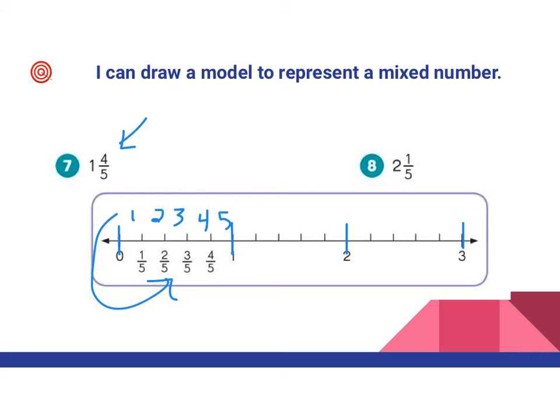1 and 4/5 is almost 2, right? So it would be between 1 and 2. So it would go here, 1 and 4/5. How about 2 and 1/5? Point to where you would label 2 and 1/5. Did you point to that spot right there? 2 and 1/5. So 2 wholes and then 1/5 of the next.